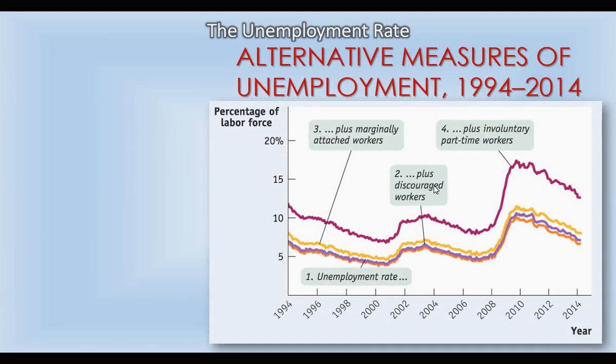So here we see the three measures of unemployment, including the discouraged workers in this blue line here. That's above the normal unemployment rate. And then we've got the yellow line that represents adding the marginally attached workers. And then we've got the red line that represents adding involuntary part-time workers.